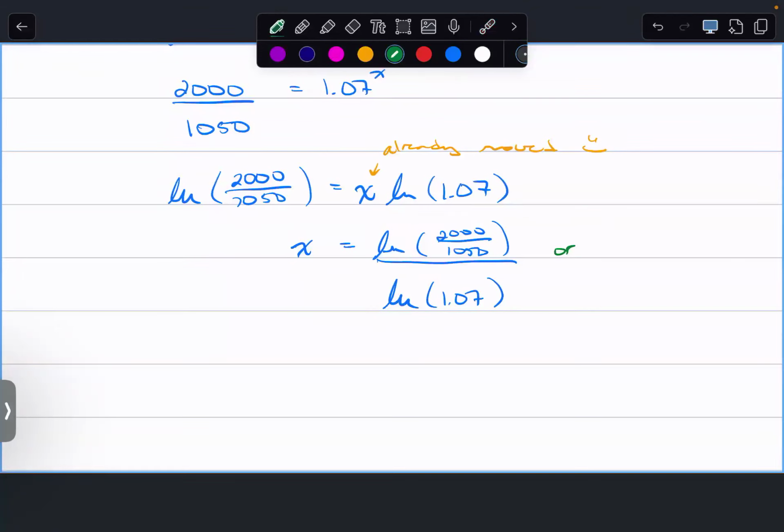Or, by the change of base formula, because I have the same log base here, this is the same as log base 1.07 of 2000 over 1050. But either way is right. I would probably stop here; I don't need you to zip it up. But if you use log base 1.07, it would look like this.